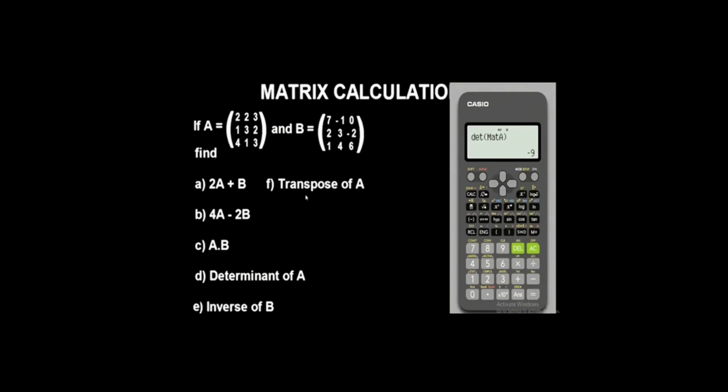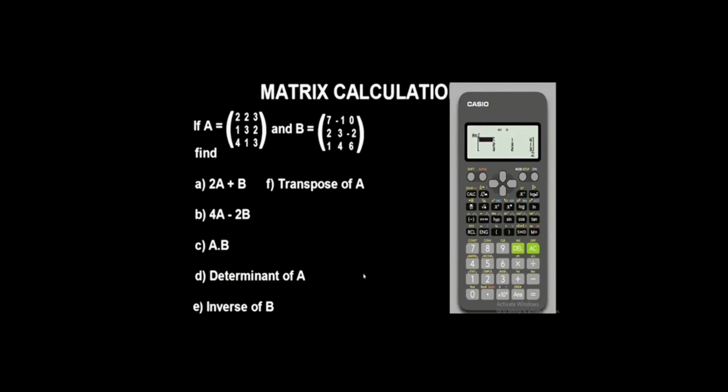So let's go over and find the transpose of Mat A. Still simple. Press shift this button 4. Transpose is option 8, of Mat A. Press shift this button again. Mat A is option 3. Close the bracket, press equal to. So this will give you the transpose of Mat A.